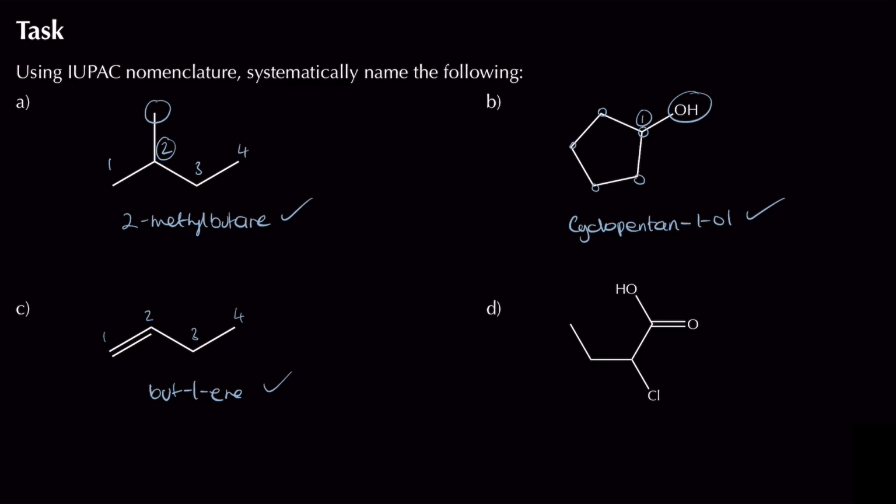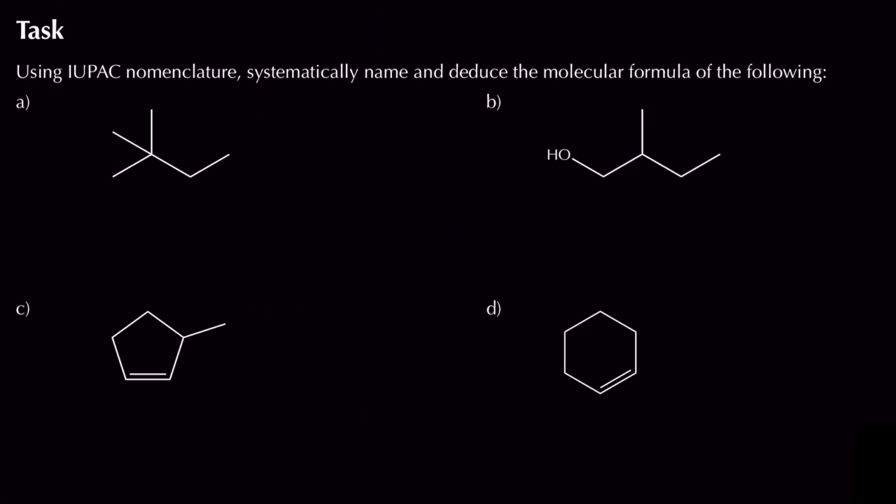Look at the next one after that, a bit trickier. We've got 1, 2, 3, 4 carbon atoms in total. I'm going to start on the side with the carboxylic acid. We've got chlorine at position 2, carboxylic acid at position 1. So in this case, I'm going to call it 2-chloro, and then it's going to be, of course, butanoic, and then it's going to be acid itself. And there's that one done. So yeah, moving on, I've got here the same task again. Again, you're going to try it, but this time you're also going to work out the molecular formula of the compounds as well.